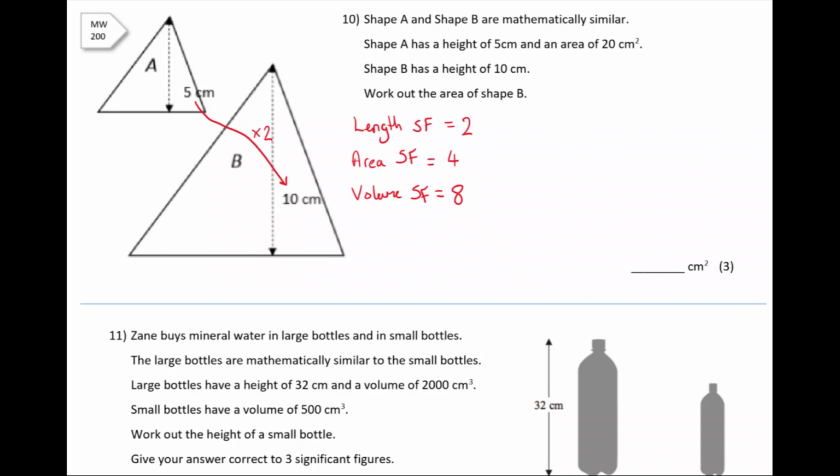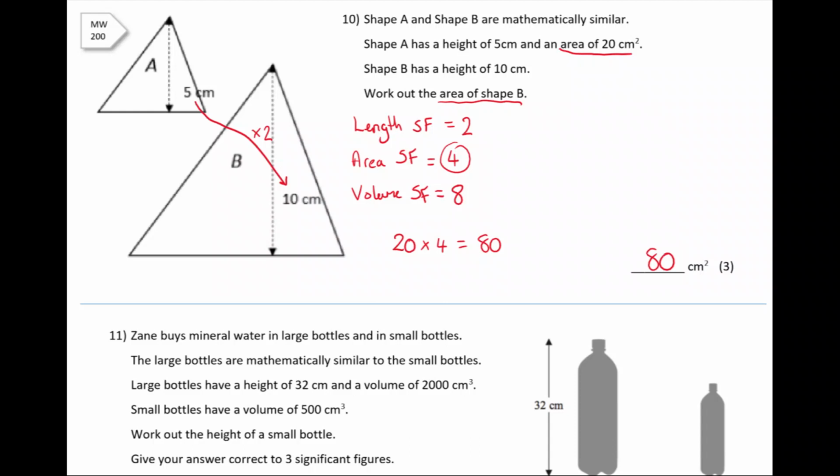Okay, and now that we know the area scale factor, we can work out the area of shape B, because we were given the area of shape A. So we just need to do 20 times 4, because we're using the area scale factor, and we get an area of 80. Okay, the other way people like to approach these questions is via ratio.